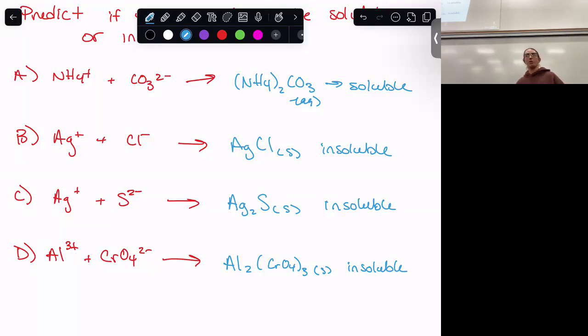Okay, what questions do we have about reading that solubility chart? Does that make sense how you follow it? Yeah, okay. Alrighty, any other questions that we have?